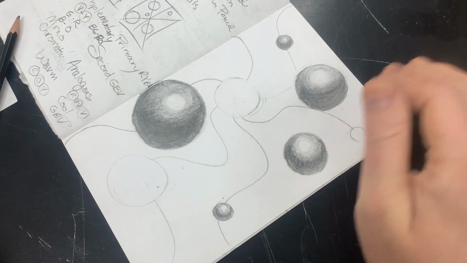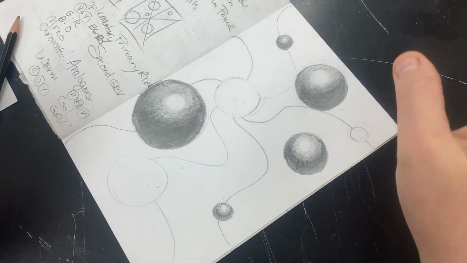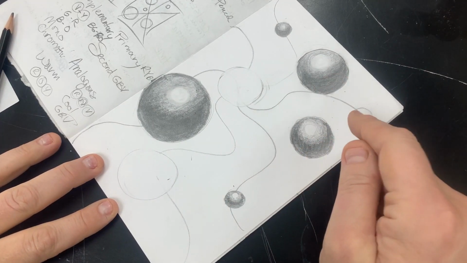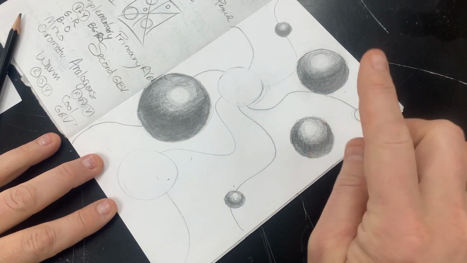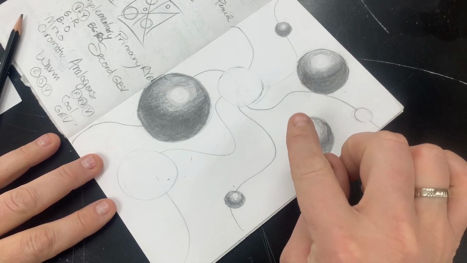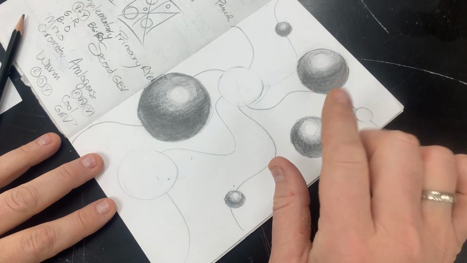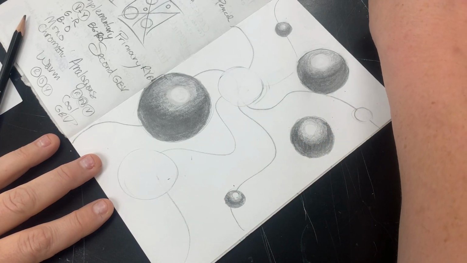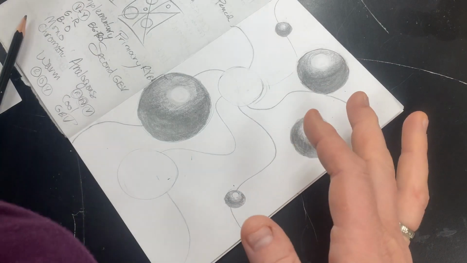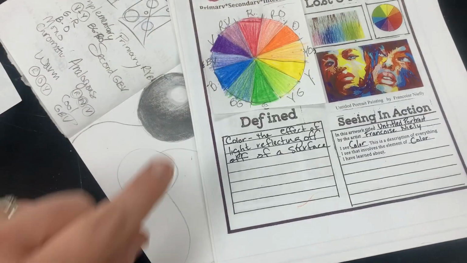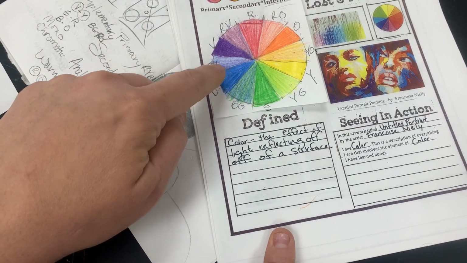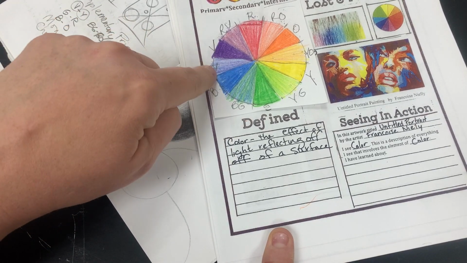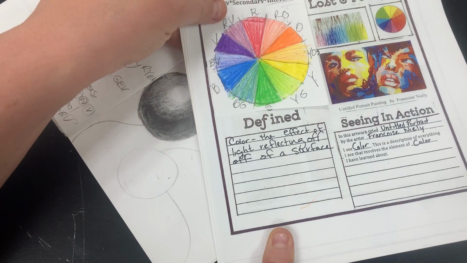Okay. So now that's 5 spheres in black and white. You have to do at least 3 spheres in pencil. I'm going to do a couple in color. So I'm going to choose 3 colors that are next to each other on the color wheel. I'm going to choose my blue, violet, with my blue violet in between.